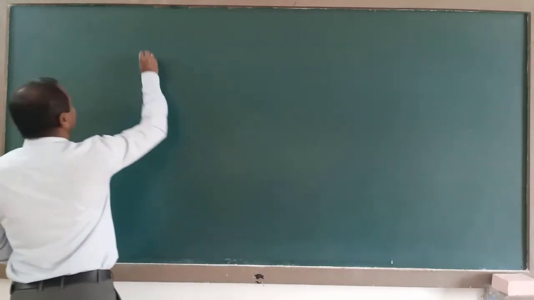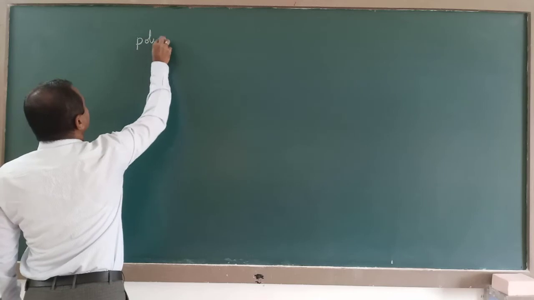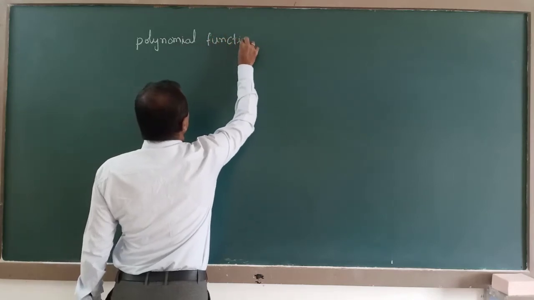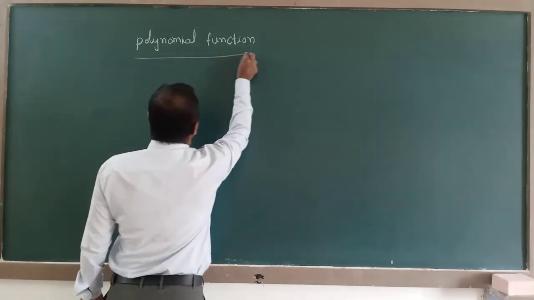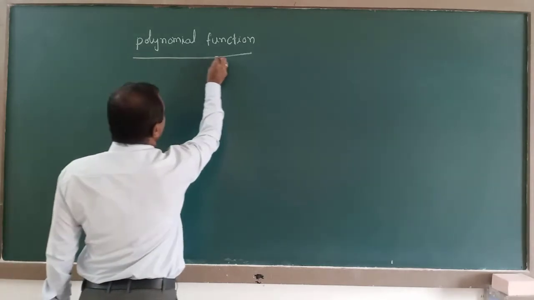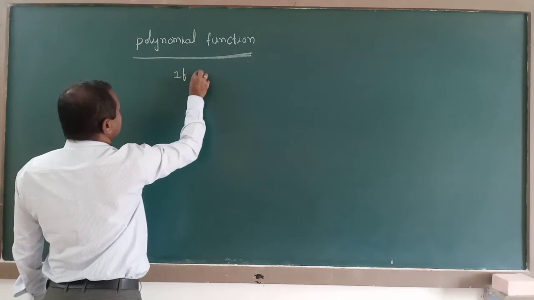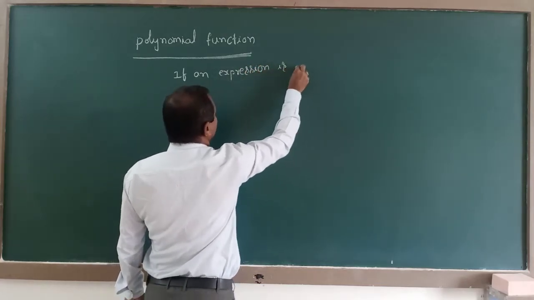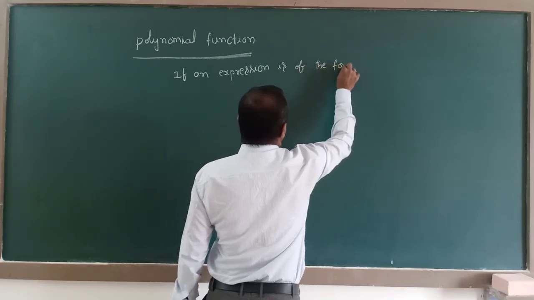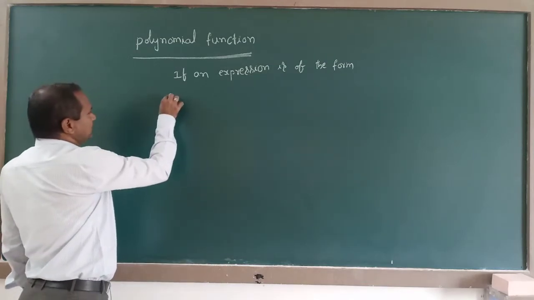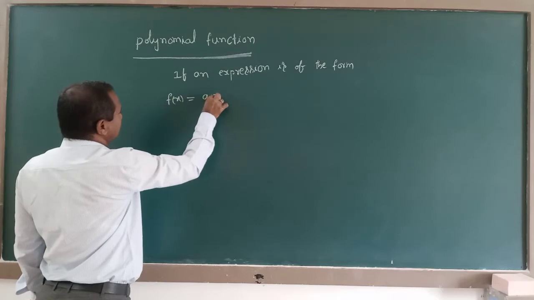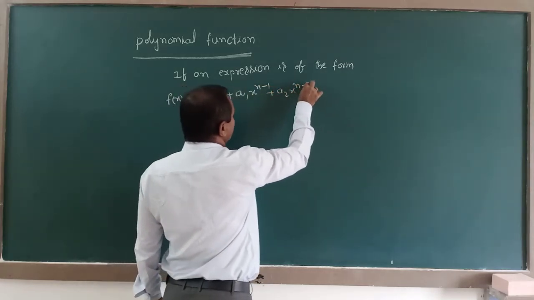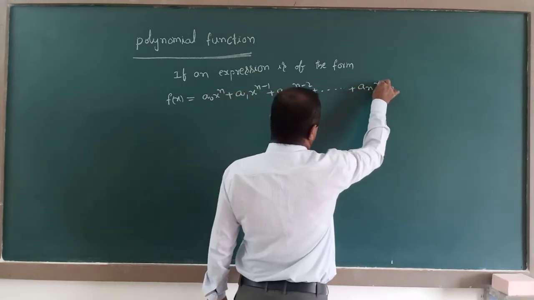Next one is polynomial function. If an expression is of the form f of x is equal to a naught x power n plus a1 x power n minus 1 plus a2 x to the power of n minus 2 plus and so on, up to an x power n minus n.